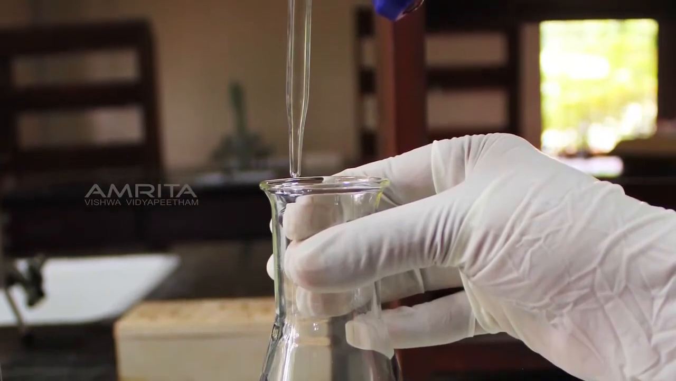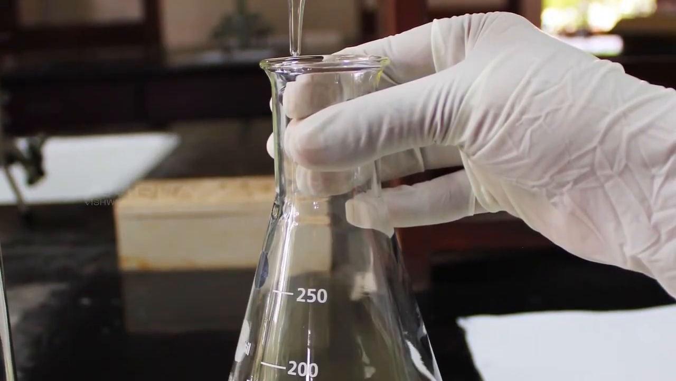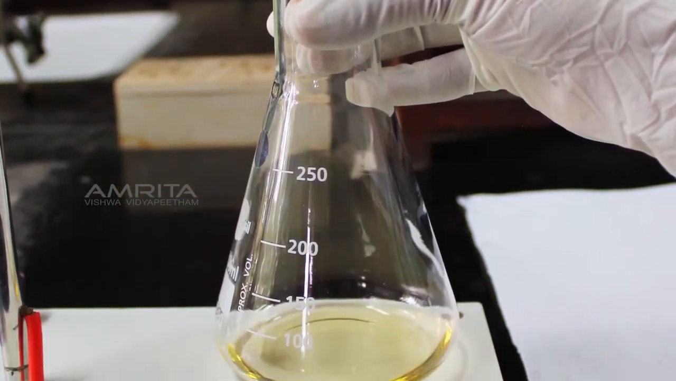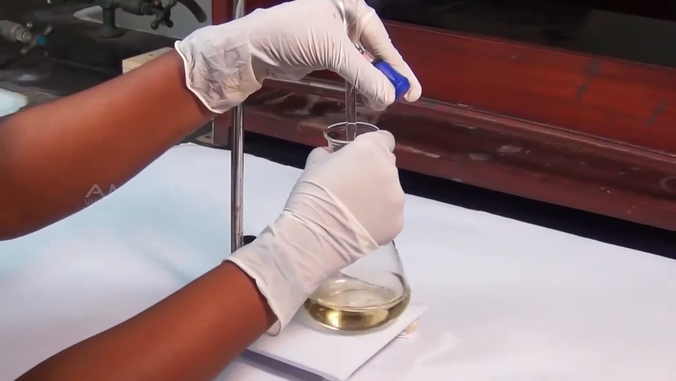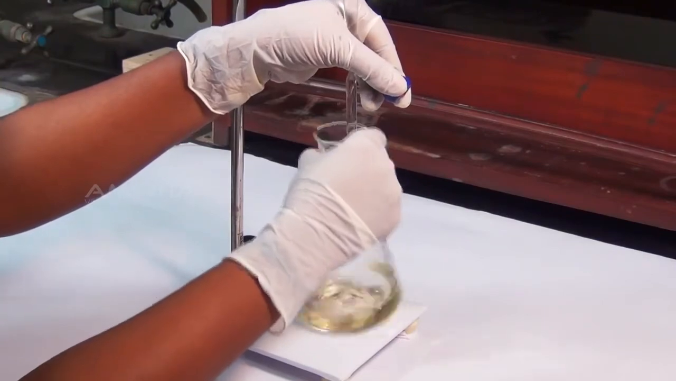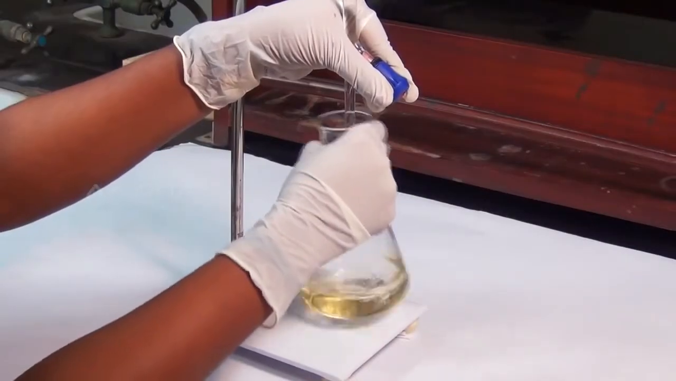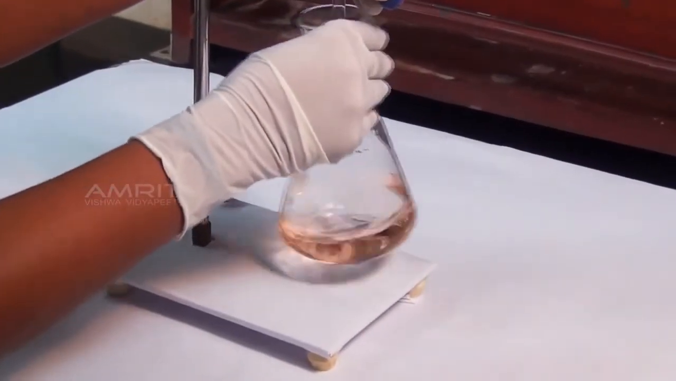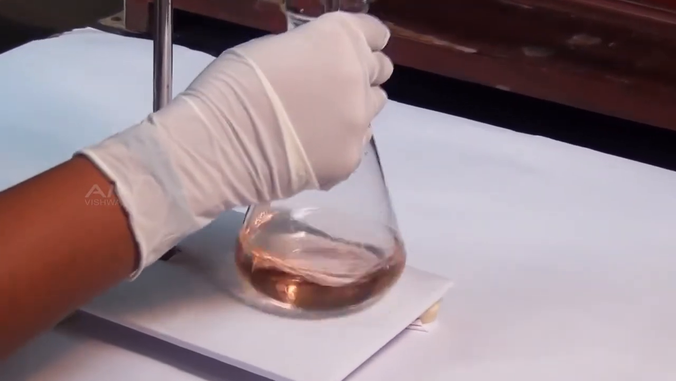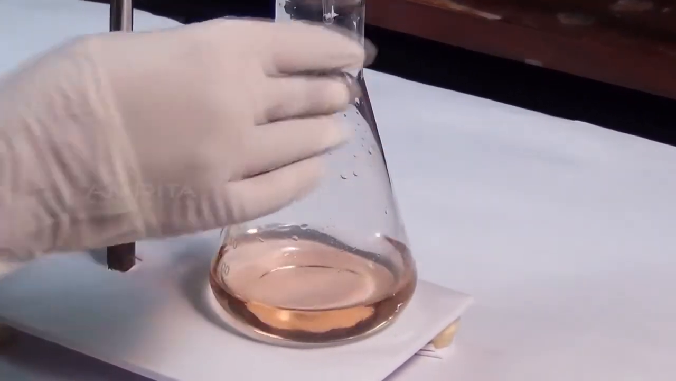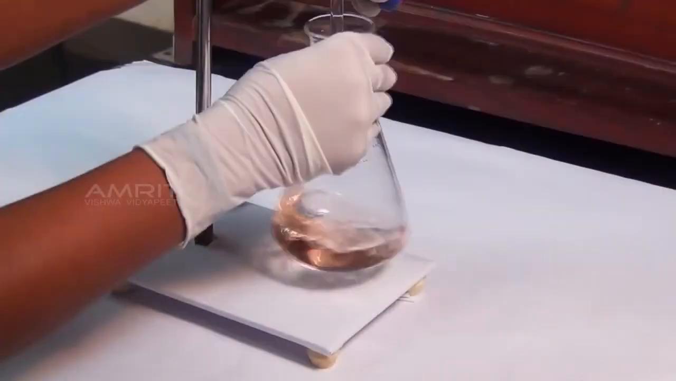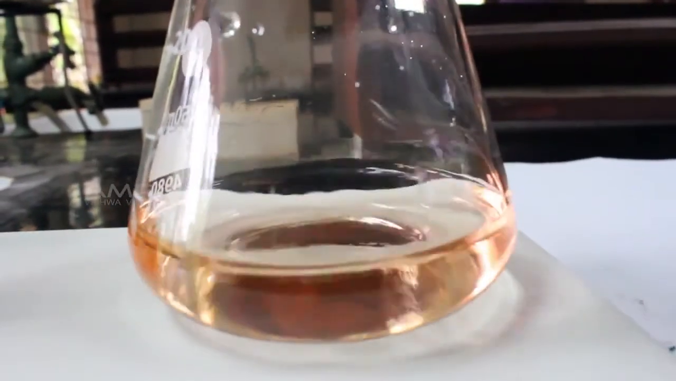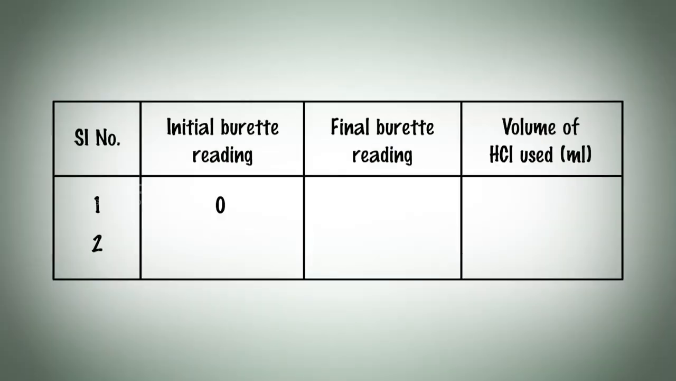Place the conical flask on a white surface under the burette to correctly view the color change. Run the solution drop-wise from the burette into the conical flask with constant shaking of the solution in the conical flask till the color of the solution changes from yellow to light red on addition of last single drop of HCl. Note down the final burette reading and repeat the same procedure until concordant values are obtained. Record the observations in a tabular column.